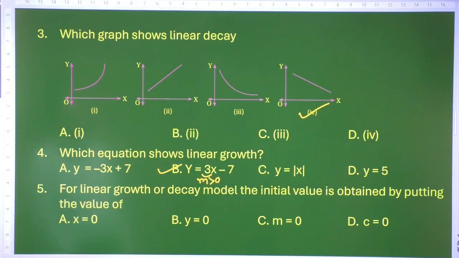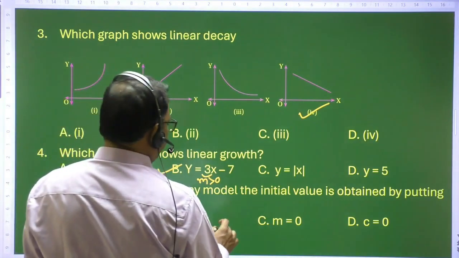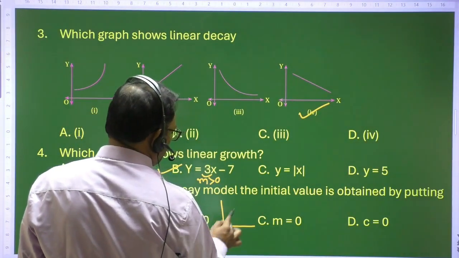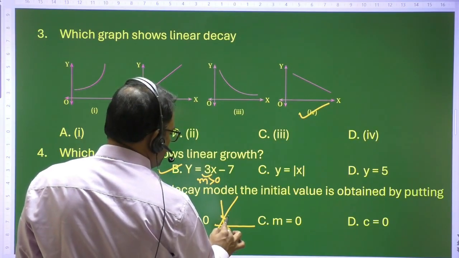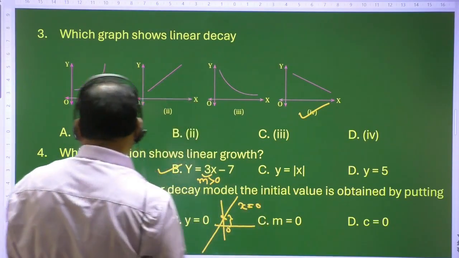Now for a linear growth or decay model, the initial value is obtained by putting the value of x equal to 0. Suppose we have this type of curve. We want to know what will happen at 0. This value is the initial value, and it is obtained by putting x equal to 0.